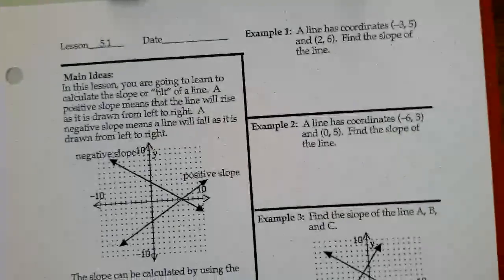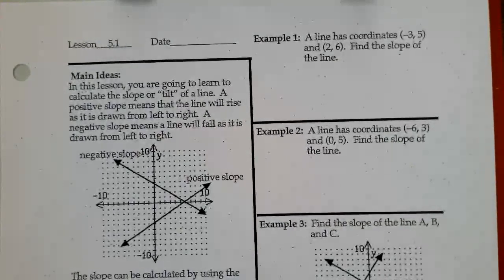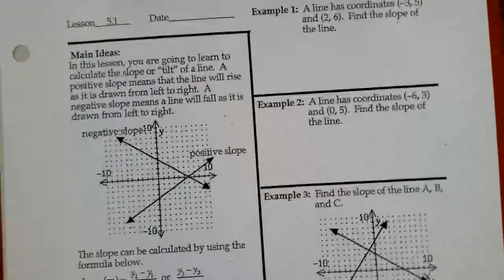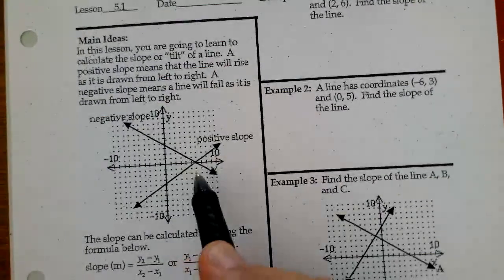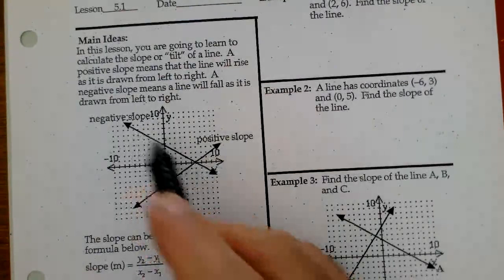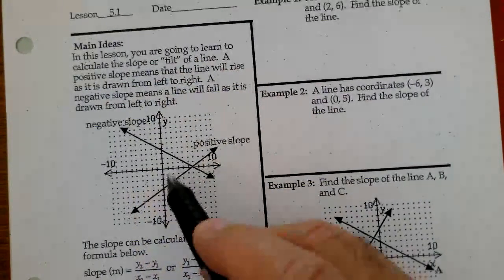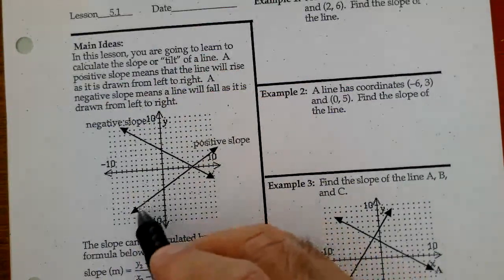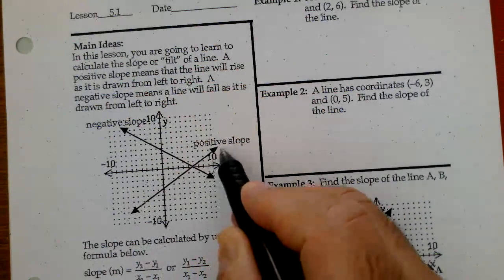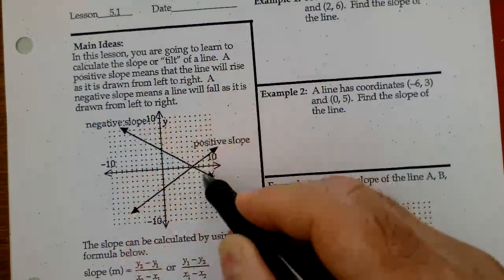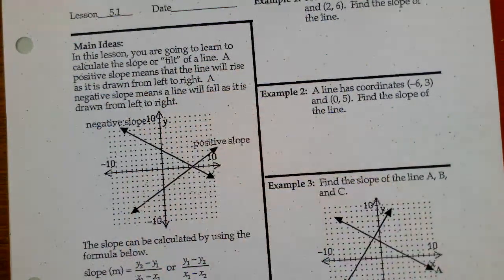Hello everyone, we are now in chapter 5. As you can see, what we're going to be talking about today are lines and their slope. Slope is a tilt on a line. As it moves up, it's a positive slope. As it comes down, it's called a negative slope.